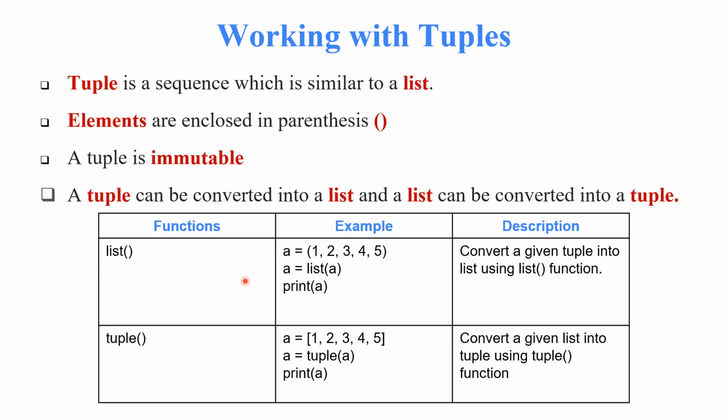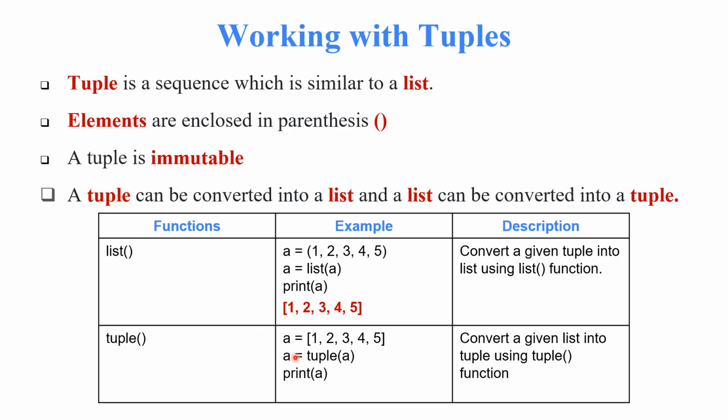Here we have an input tuple A equal to 1, 2, 3, 4, 5. So this is a tuple. We are going to apply the list function on this tuple. This function converts a given tuple into a list. When we print this, the output will be a list of the elements 1, 2, 3, 4 and 5.